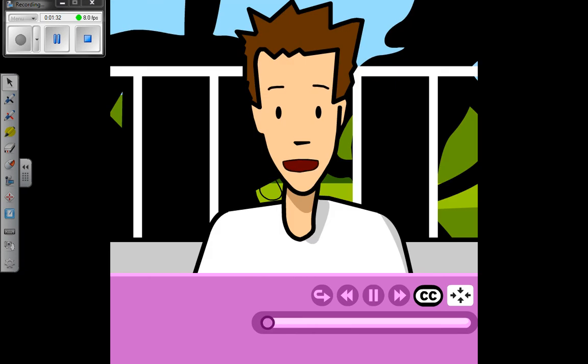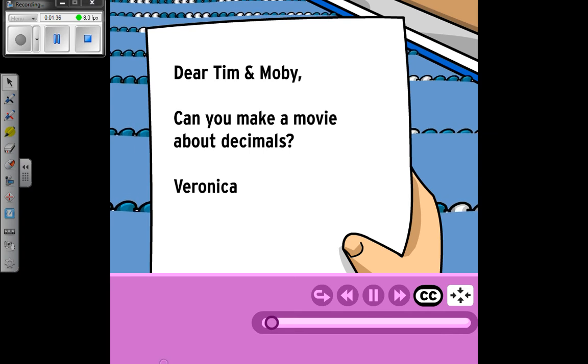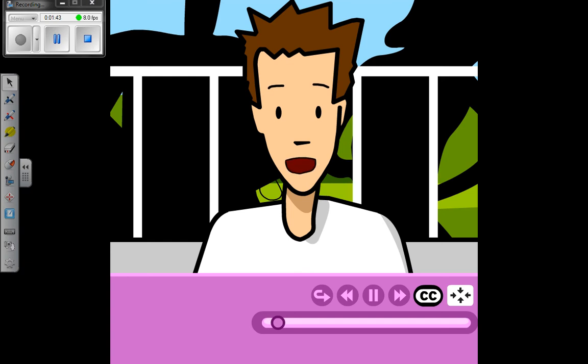$39 83/100. Dear Tim and Moby, can you make a movie about decimals? From Veronica. Sure can. Basically, a decimal is a number that's based on the number 10.